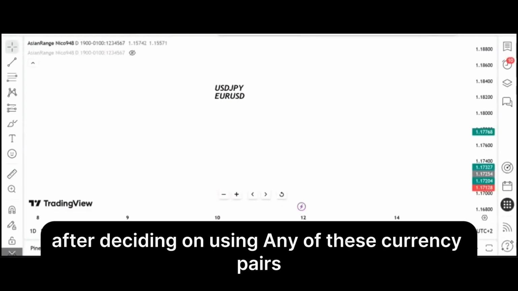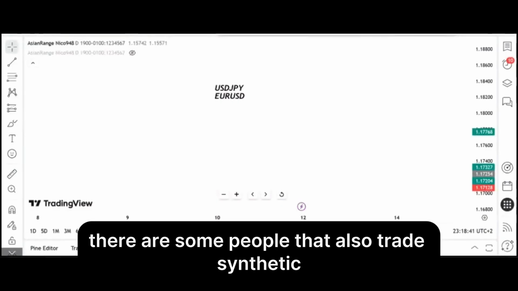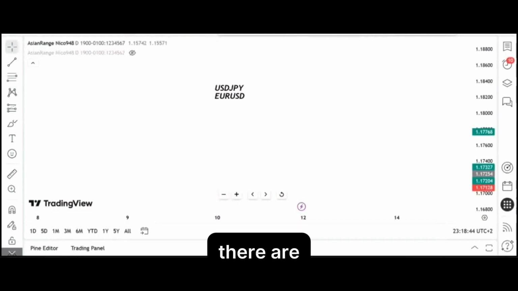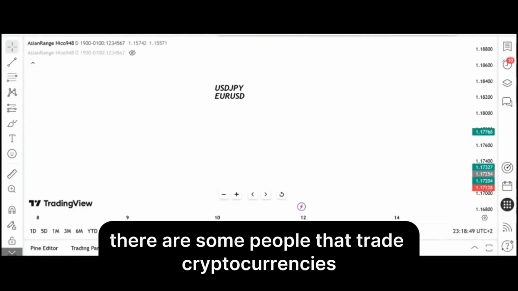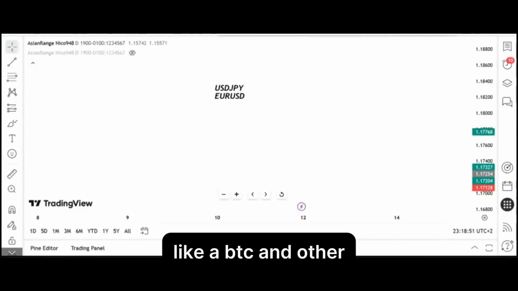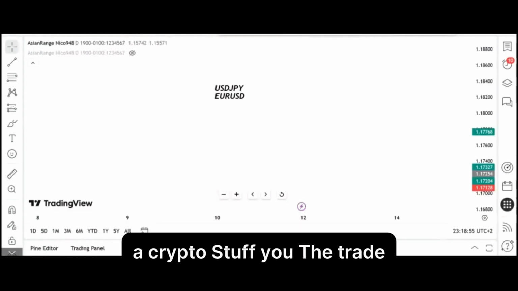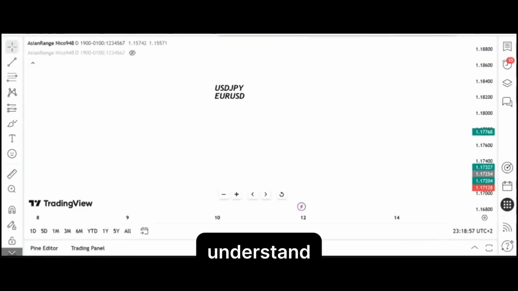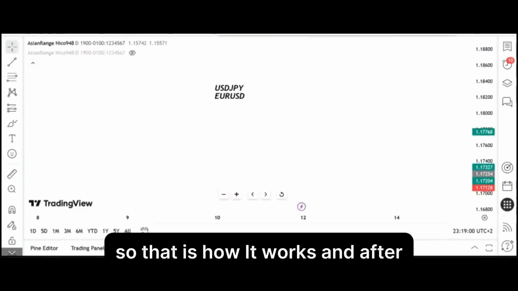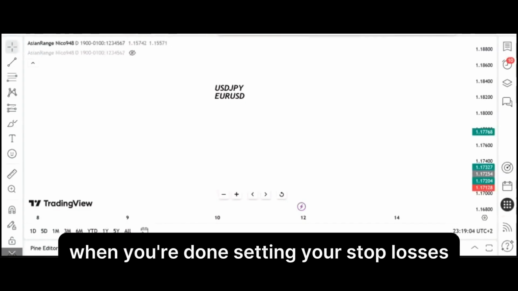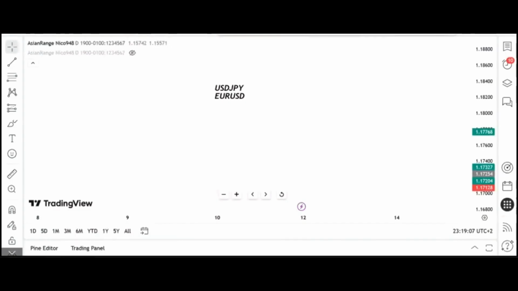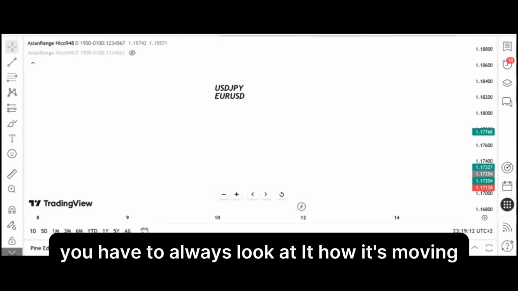Like I said, after deciding on any of these currency pairs, there are some people that also trade synthetics. There are some people that trade metals like gold. There are some people that trade cryptocurrencies like BTC and other crypto. Understand? So that is how it works. And when you're done placing your trade, when you're done setting your stop loss and take profit, what you do next is you have to monitor what you did. You have to always look at how it's moving.